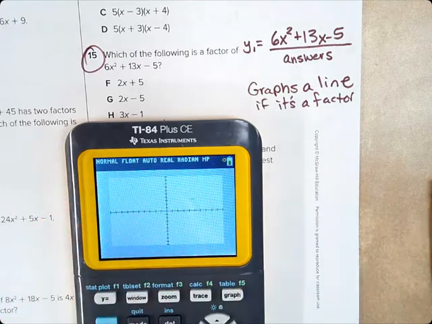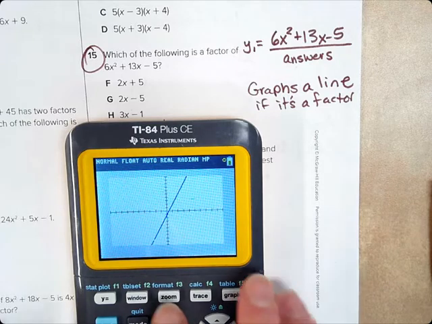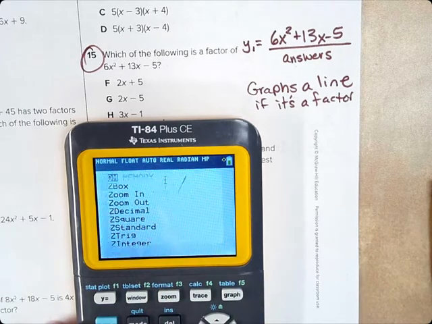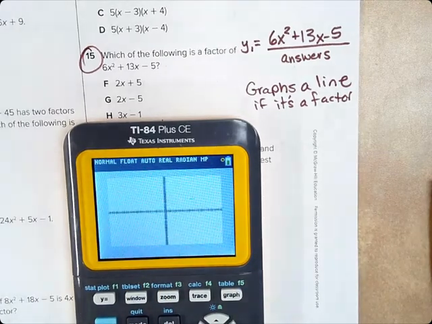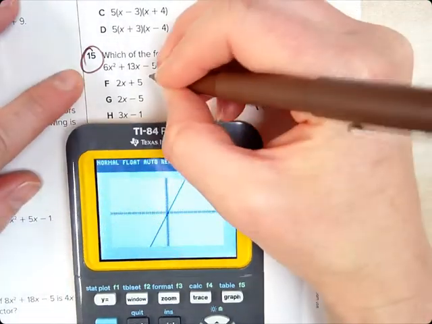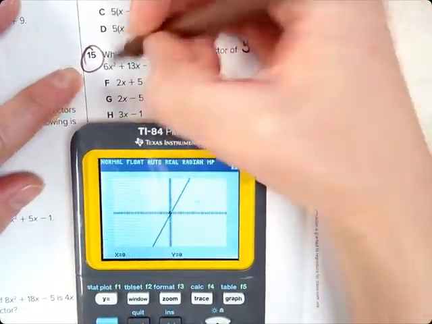Graph it. Looks like a line to me, right? If you're unsure, you can always hit zoom out just to double check that there's no veering off from that line or any asymptotes or anything like that. And yes, it's a line. So that is our answer.